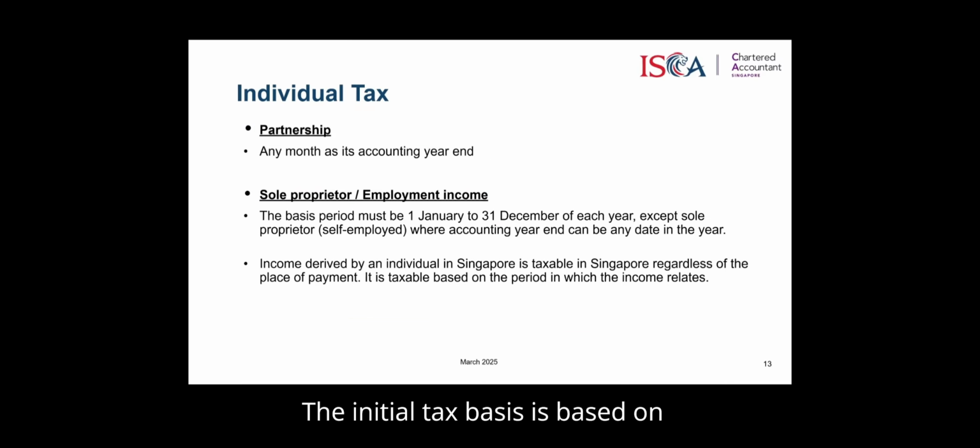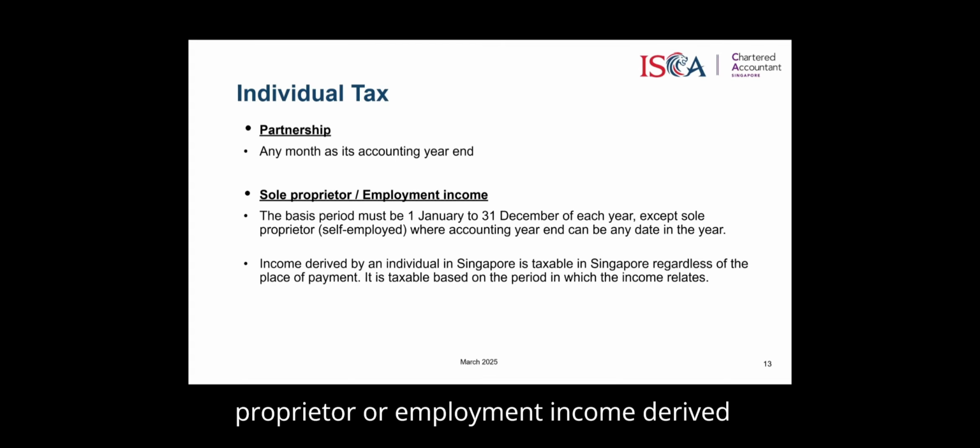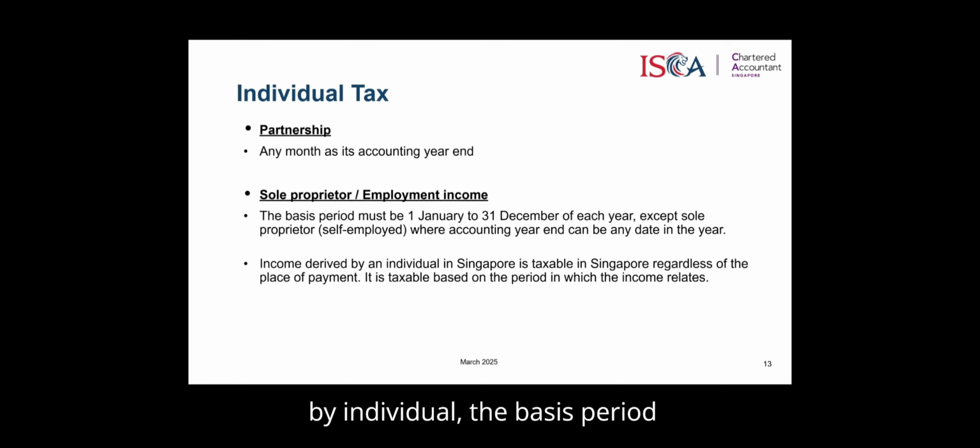Tax basis is based on any month determined as its accounting year end. For a sole proprietor or employment income derived by an individual, the basis period must be from 1st January to 31st December of a calendar year, except in a situation where the sole proprietor determines their accounting year end to be any other date in the year, similar to that for a corporation.